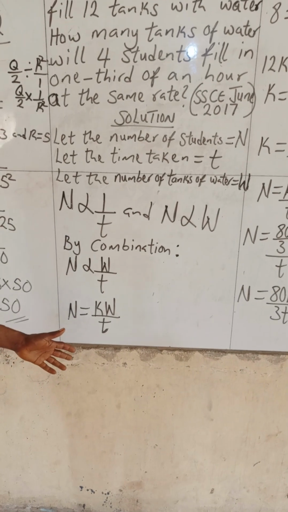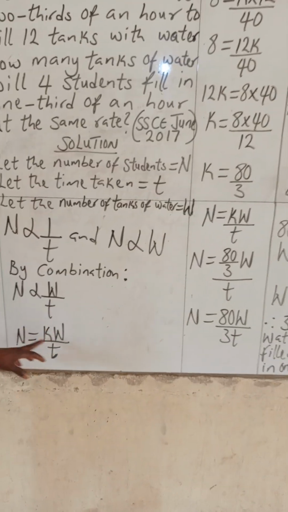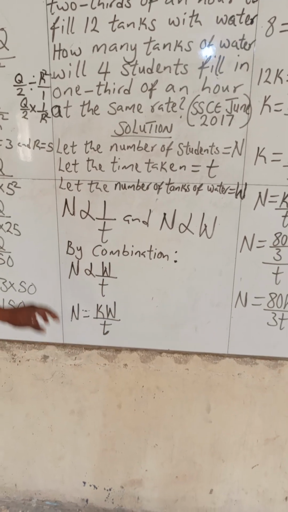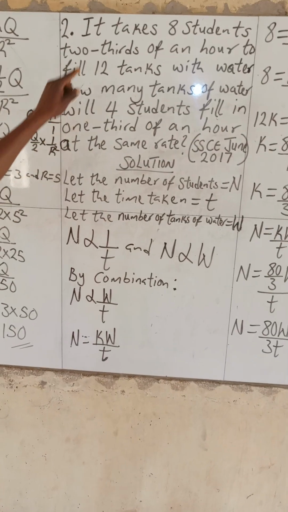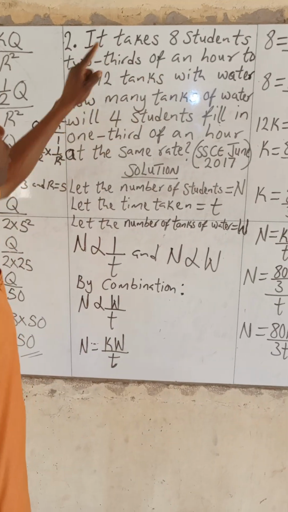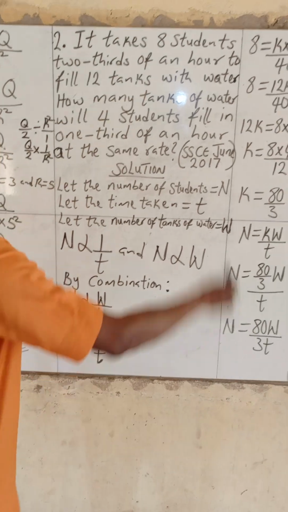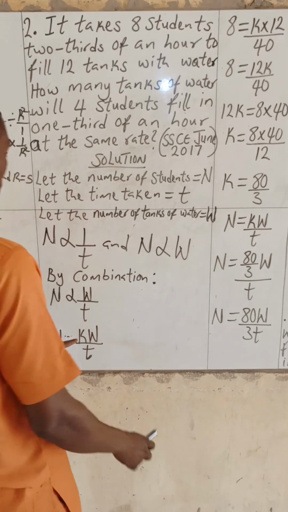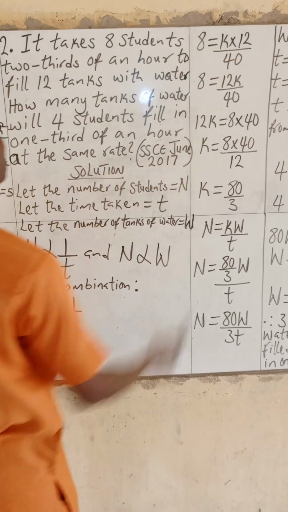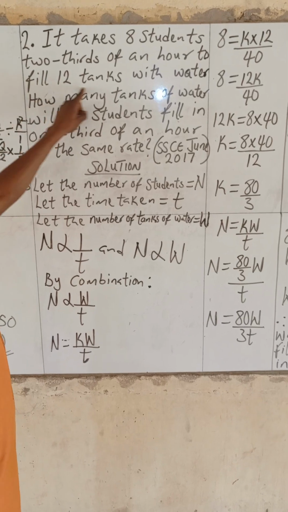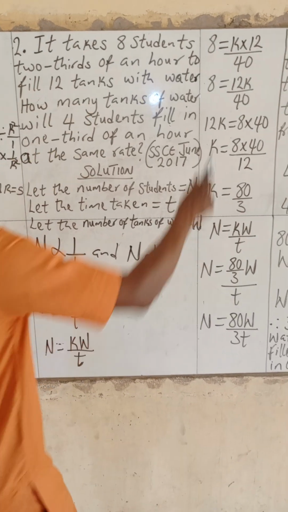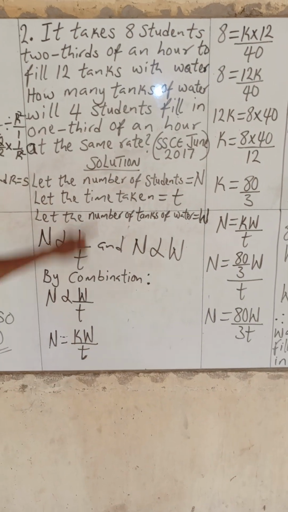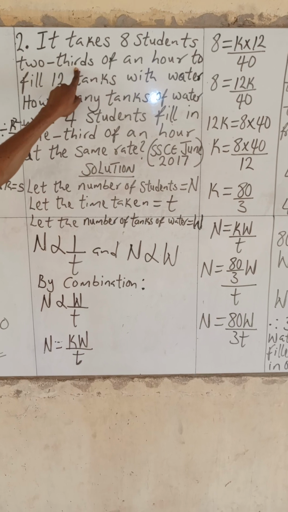If we have it this way, we are now going to look for the constant. We are the ones that introduced the constant, so we are going to find its value. So we'll go back to the question. Remember they said it takes 8 students. So the number of students n will be equal to 8. So here we have n, which now gives us 8, equals k times the water that they will fill, which is 12 tanks. So multiply by 12, divided by the time taken. They said 2/3 of an hour.